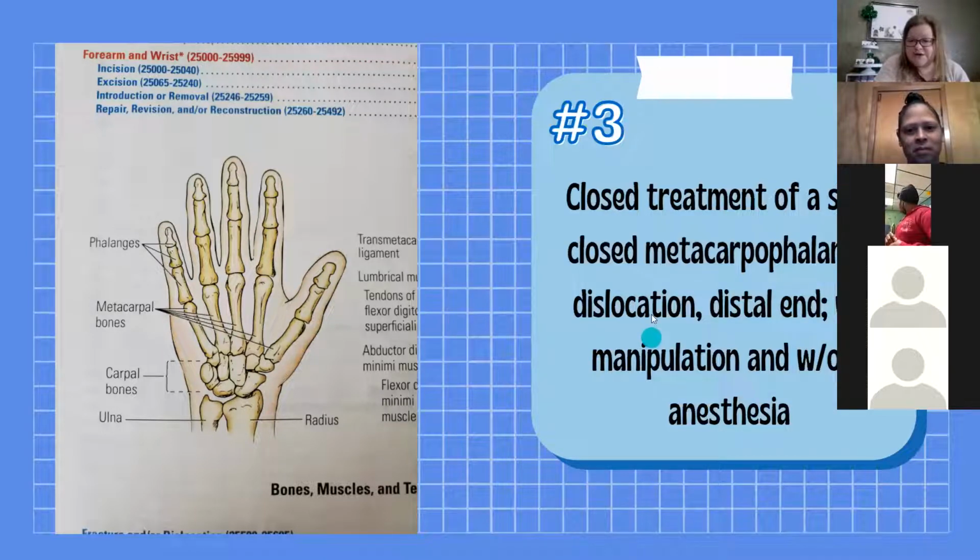You could also do it with manipulation. Yeah, either which way. I don't think distal end would have got you there. You could have gone dislocation and then found the body part under there. But I think your quickest way would have been the metacarpophalangeal. That's how I found it just now. What's it telling you? Closed treatment.